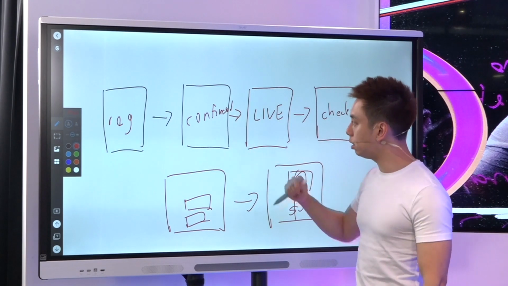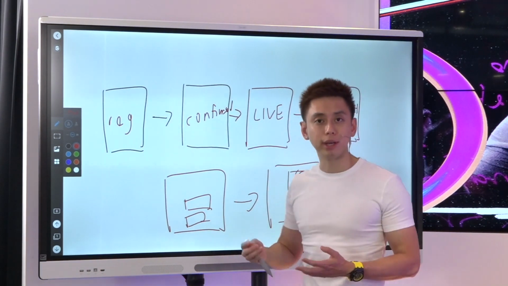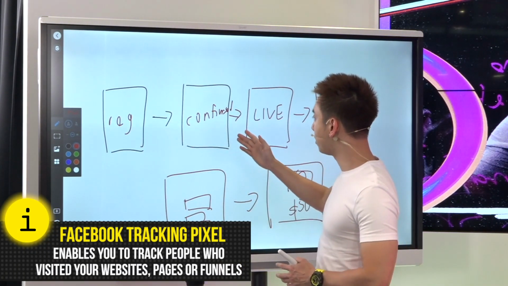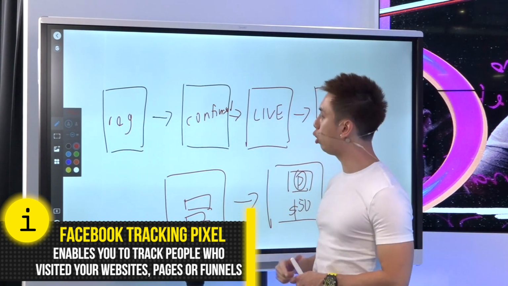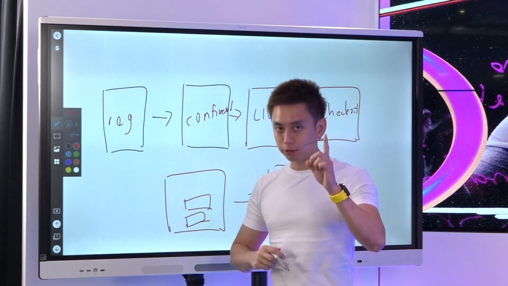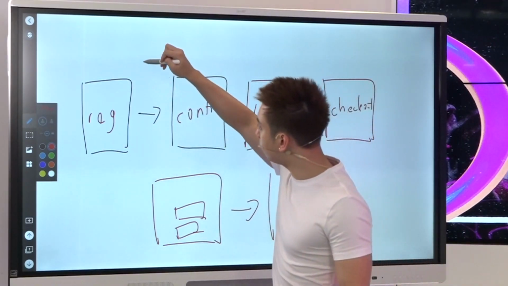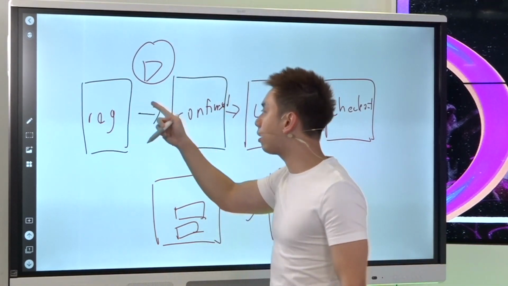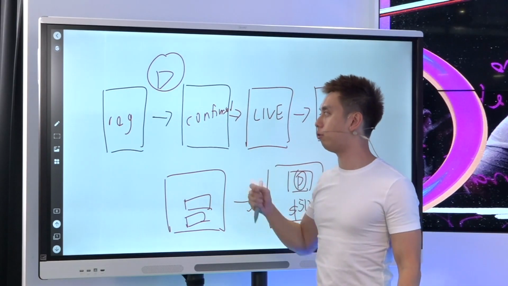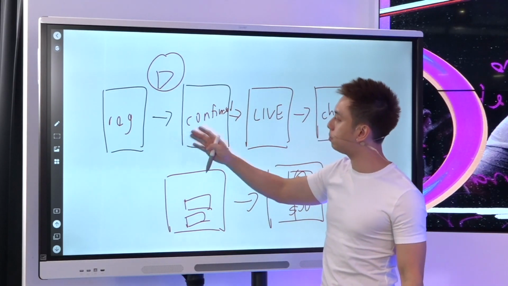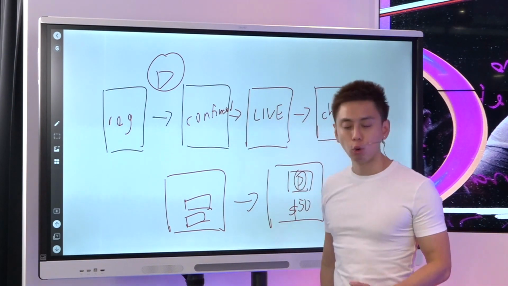So if your pixel is installed, you'll be able to tell which pages they visited, but did not go to that next page, okay? So all that this first angle is, can you imagine if I had an ad targeting people who visited this page but not this page? So for example, visited the webinar registration page but not the confirmation page. So what might this sound like?